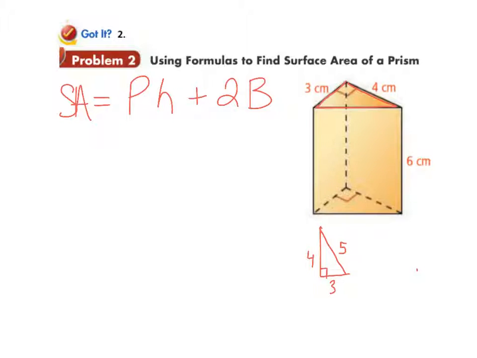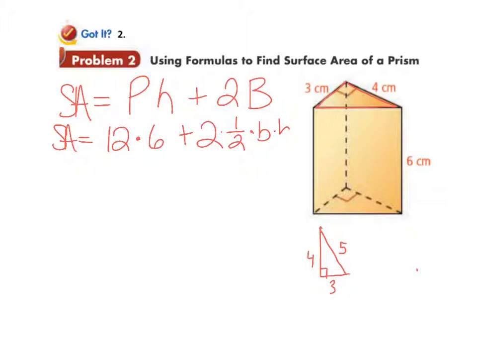Ultimately, though, remember, I'm looking for the perimeter. So that'd be 3 plus 4 plus 5. That's 12. So my surface area is equal to 12 times the height. That's 6. Plus 2. And now I have to do the area of the base. Now, the base formula in this example, it's a triangle, so that would be 1/2 base times height.